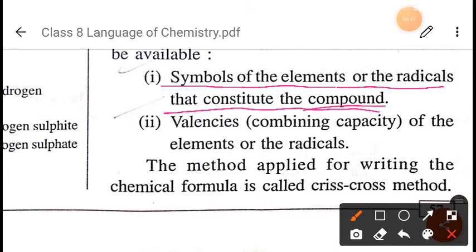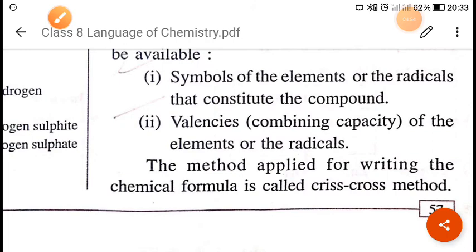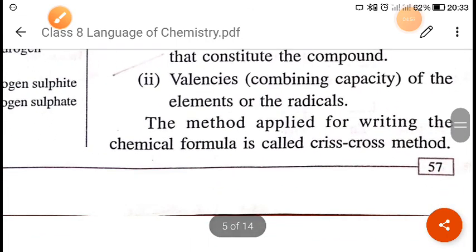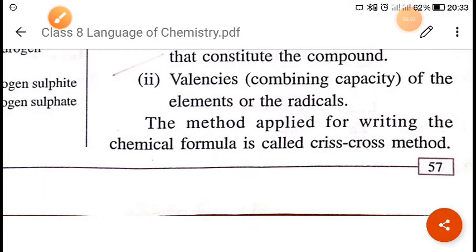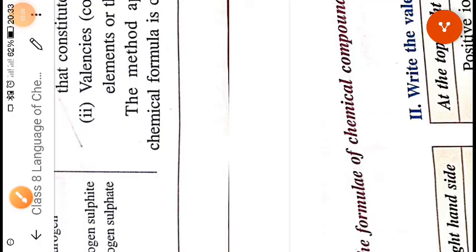Next, we have to write the valencies, which is also called the combining capacity of the element or the radical, okay? We have to write their valencies. After that, the method applied for writing the chemical formula is called the crisscross method. This method is called the crisscross method. We will see it here, okay.